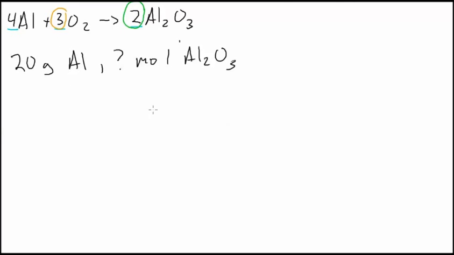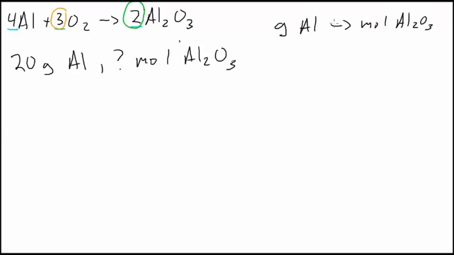So here's the problem. You can't go from grams of one substance, like grams of Al, straight to moles of another substance. Basically think about it like this. You can convert a unit in one step, or if you're in moles, you can convert the substance in one step. But you can't do both in one step.